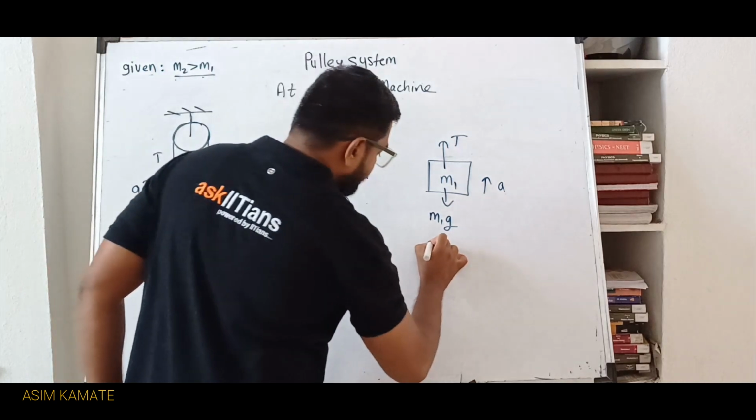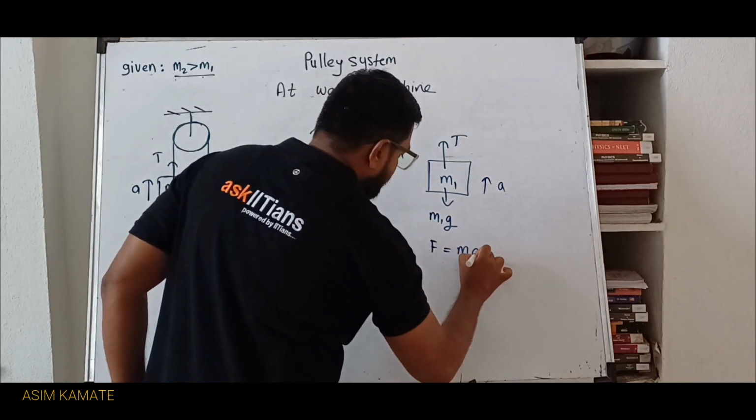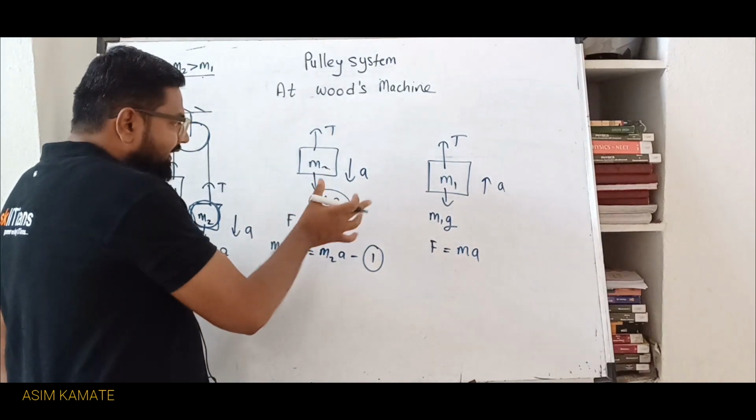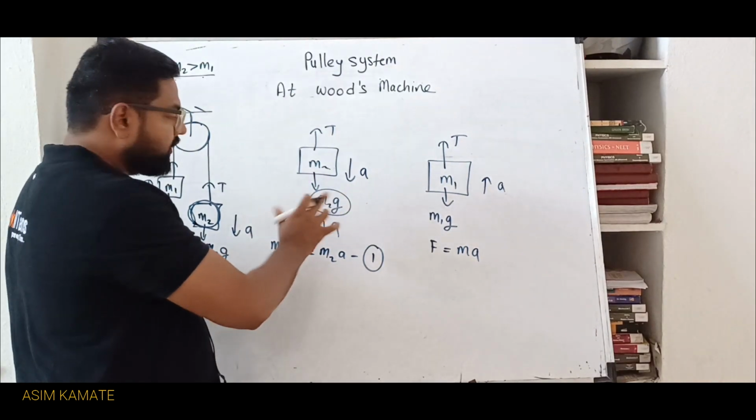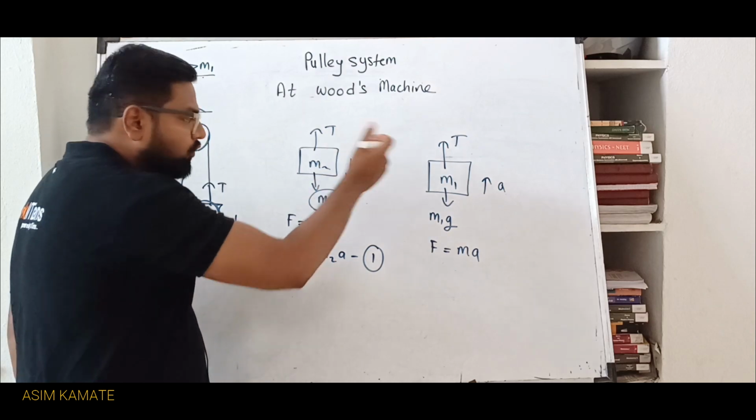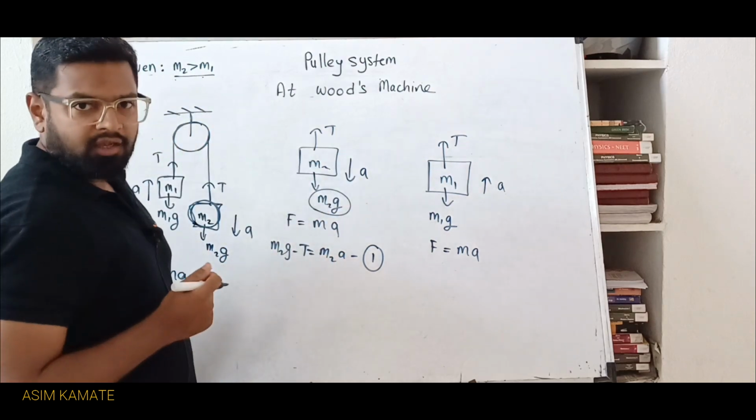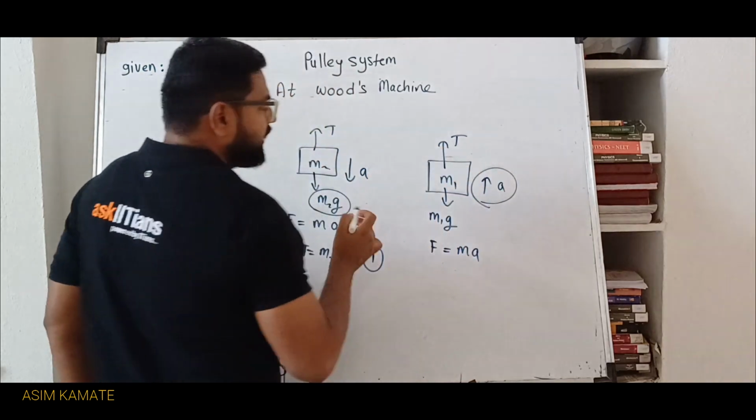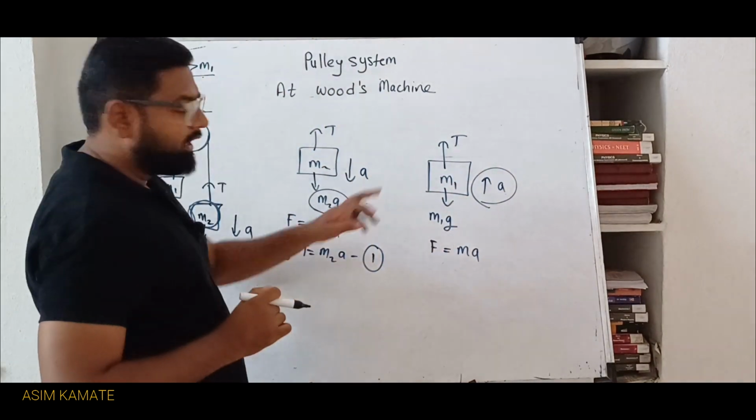The next thing we are going to use is F equals ma, our Newton's second law of motion. Now tell me, you can compare both the things. They are in front of you only. Which force will be greater in this equation? Definitely the tension is going to be greater, because the acceleration is in the direction of the tension.